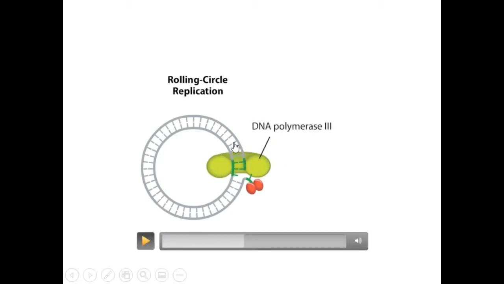replicate the. So that's the reason why rolling circle replication does not need a primer, okay?